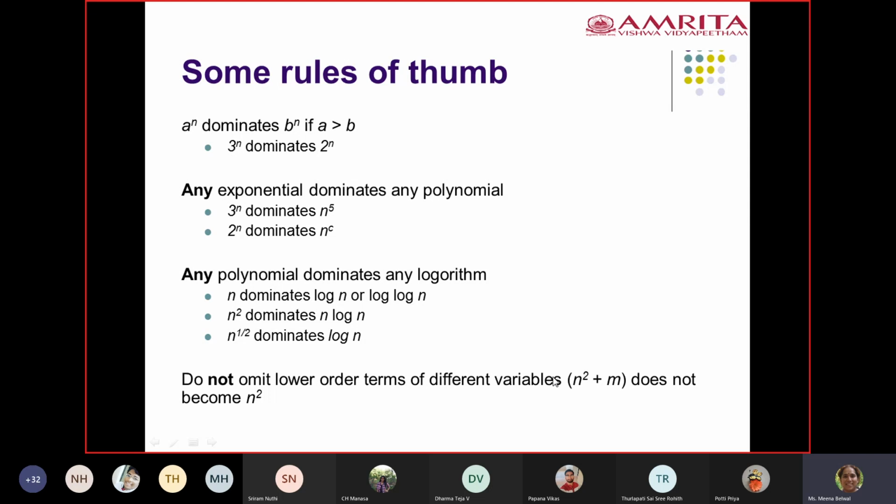Okay? So for example, I may have a complexity like n square plus m, where n is a different input and m is a different input. You have to consider both. So in that case, do not omit lower order terms of different variables. Because n and m are different variables, you cannot say that n square is going to dominate m. M square can dominate m, but not n square. Okay, so this is important.